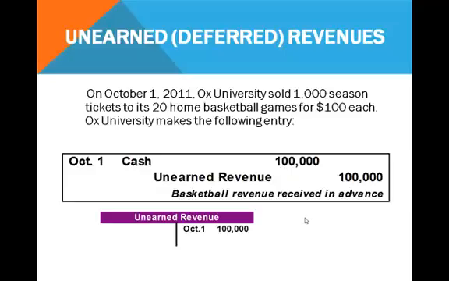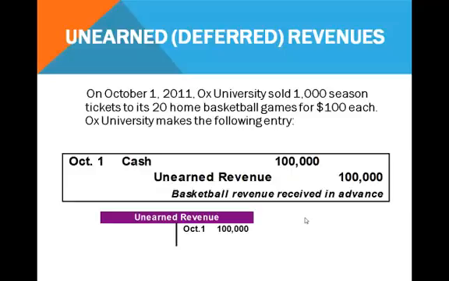On the date of sale, the university made a debit or increase to the cash account and a credit or increase to a liability account called unearned revenue. It could have been called unearned basketball revenue even. We know the use of the word revenue can be a little confusing here, but we're putting the word unearned in front of it. That's a key word. The university's done nothing to earn the revenue from the sale of the tickets.